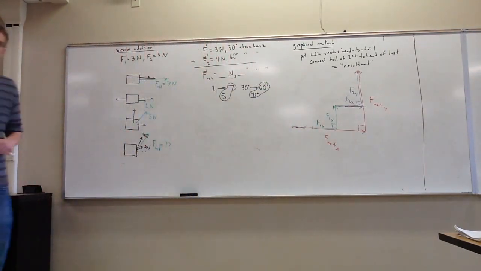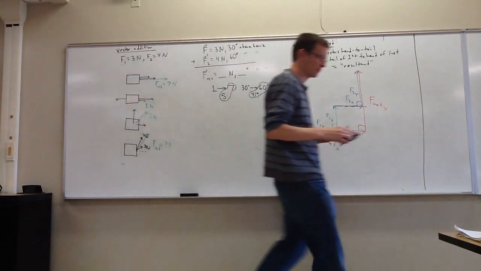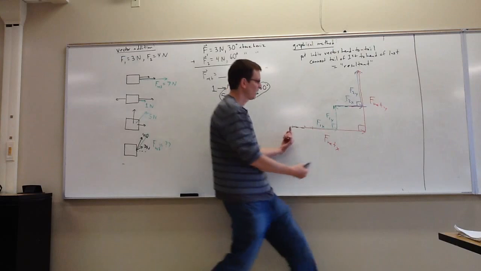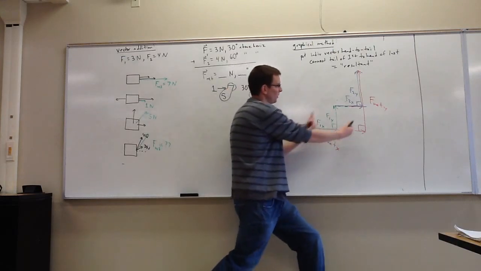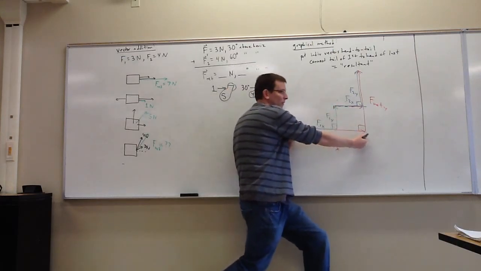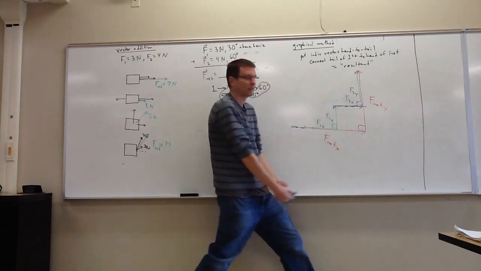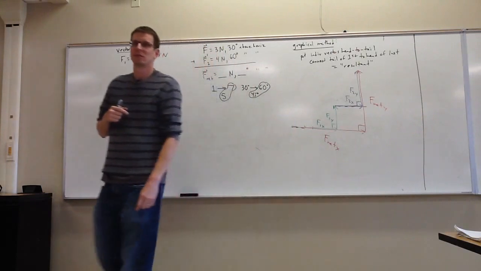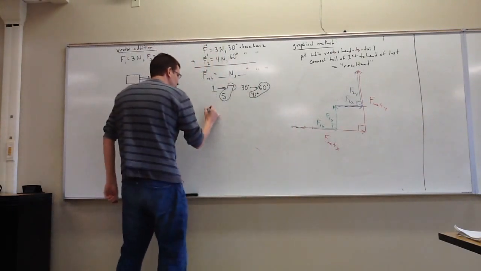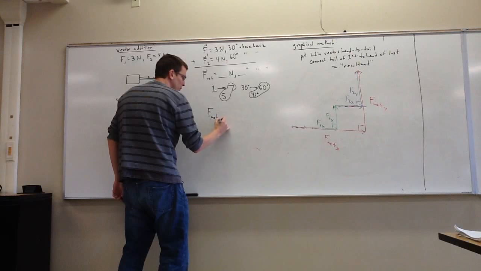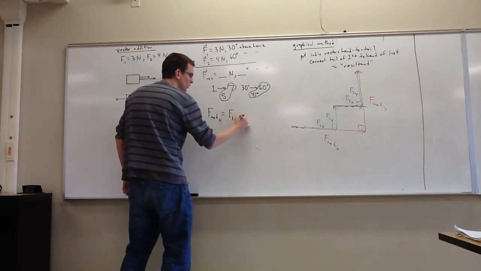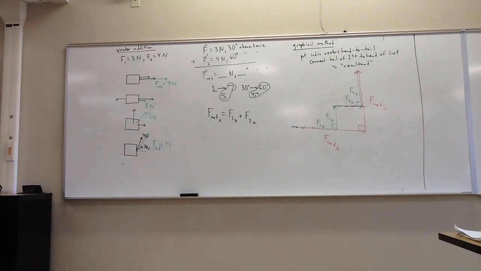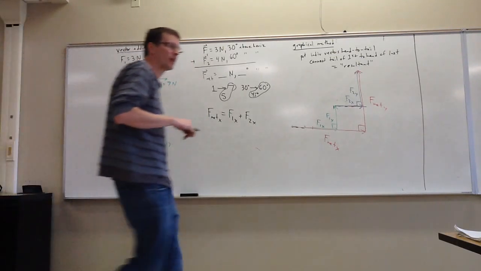So basically I've got everything turned into horizontal and vertical lines, right? Now check this out. F1x plus F2x gives me F net x, right? You see that? This plus this gives me this. So here I found my prescription for vector addition. If I want to find the net force x component, I add up the x components of my individual values.